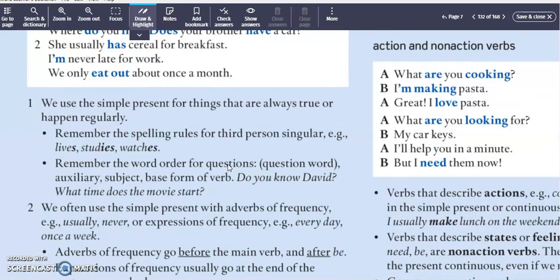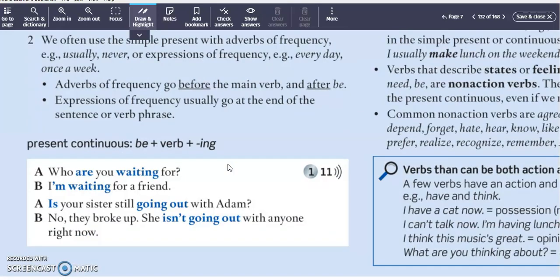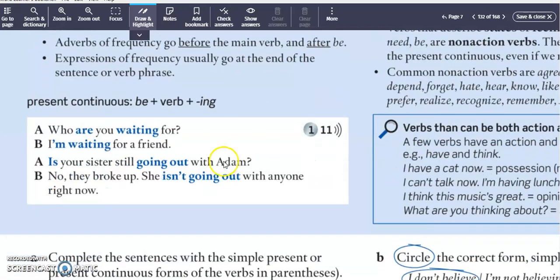Now, these are the two uses for the simple present. For the present continuous, here you have some examples. Who are you waiting for? I'm waiting for a friend. Is your sister still going out with Adam? No, they broke up. She isn't going out with anyone right now.